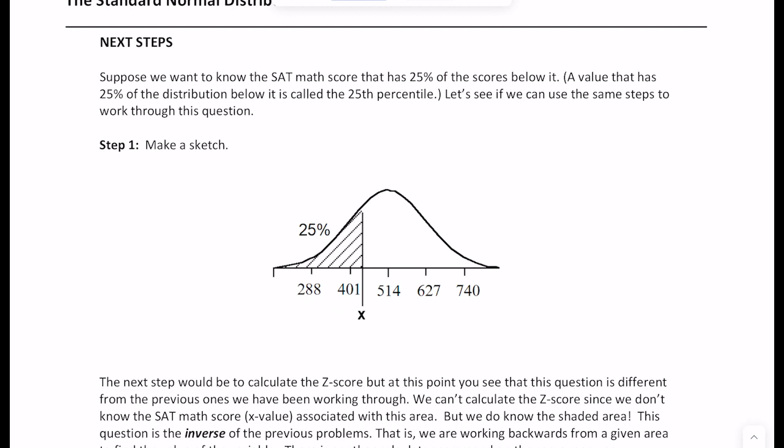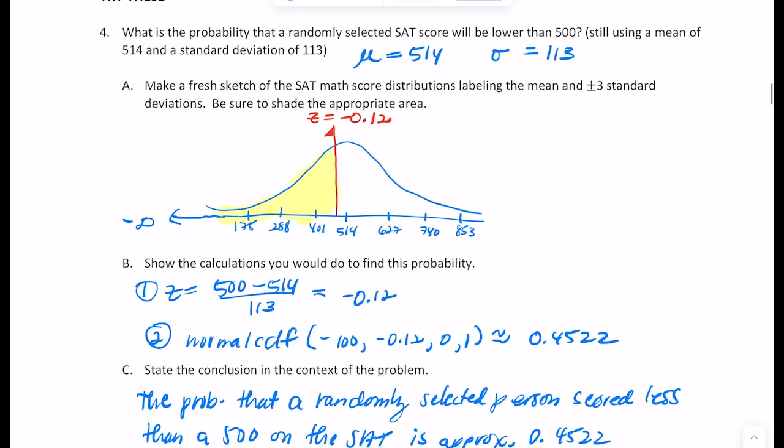Okay, let's say now we are given the percentage and we want to find the math score that has, let's say, 25% of the scores below it. In other words, what's the cutoff? So if I was to look at this last problem, let's say I told you that the percent of students that scored less than a certain value was 0.4522. So what would be the cutoff? Like what is the cutoff for that SAT score?